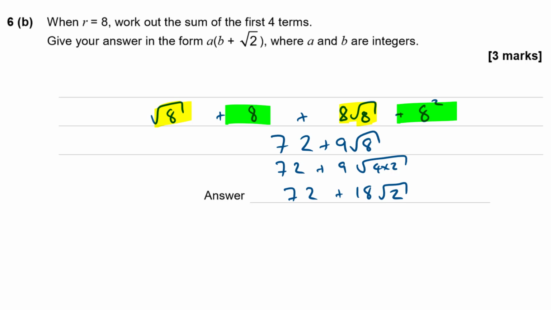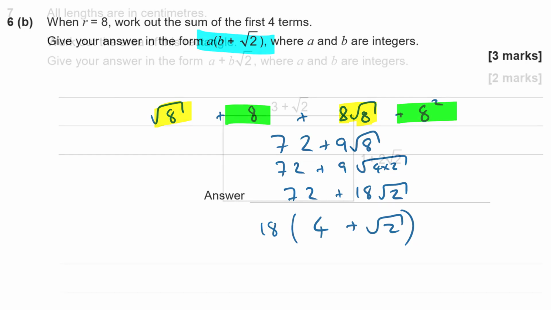It's not quite in this form yet, is it? I need to then factorize it to make it look like this. So I need to take out a common factor. Now it would be handy if 18 would go into 72. Does it? If I take 18 out, then how many times does 18 go into 72? It goes in 4 times, isn't it? 18, 36, 72. Yeah, it goes in 4 times. 18 lots of 4 plus root 2. So that does look like it's in the right form. So a is equal to 18 and b is 4, and the rest is all fine. So all done.